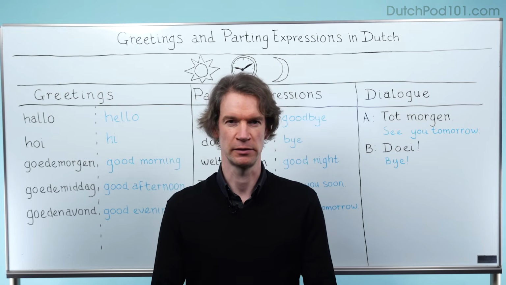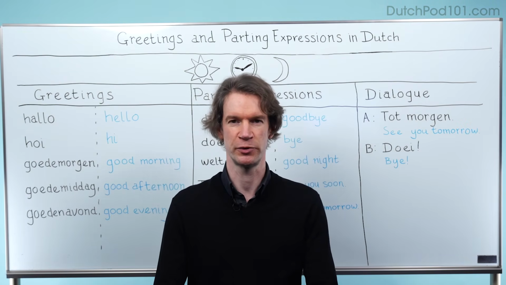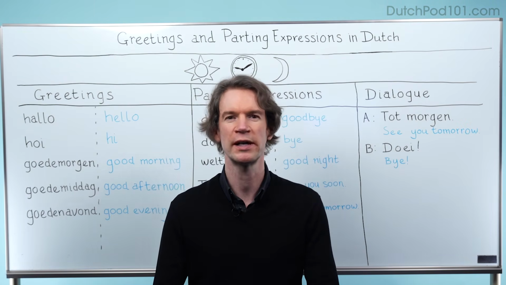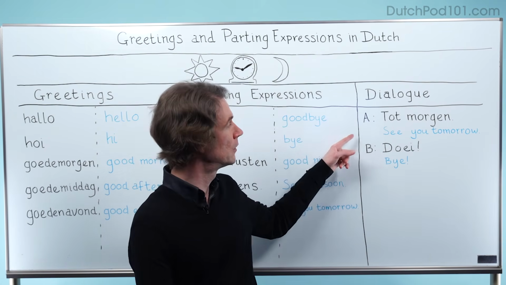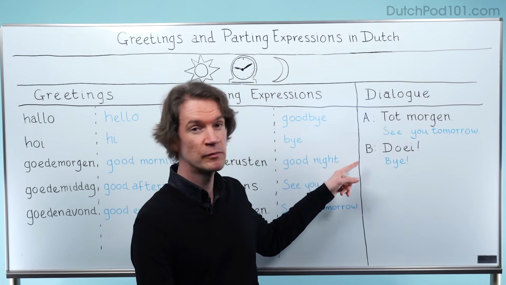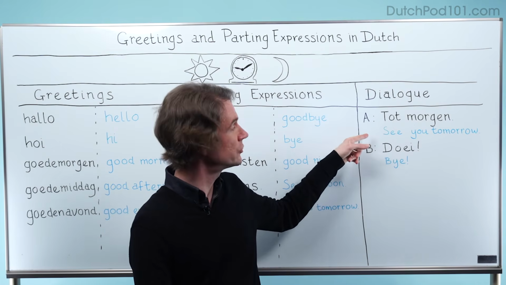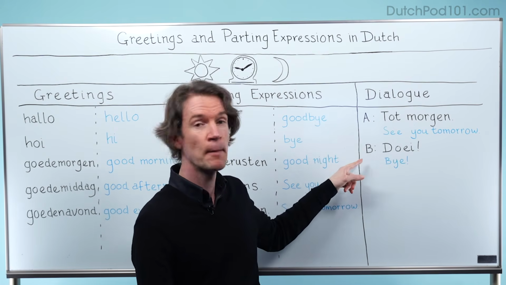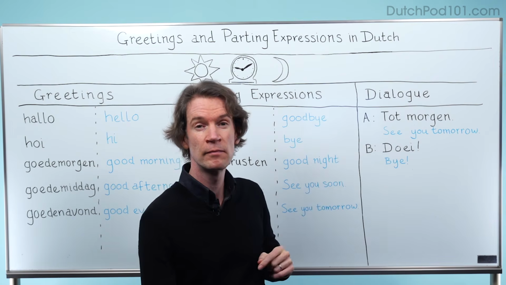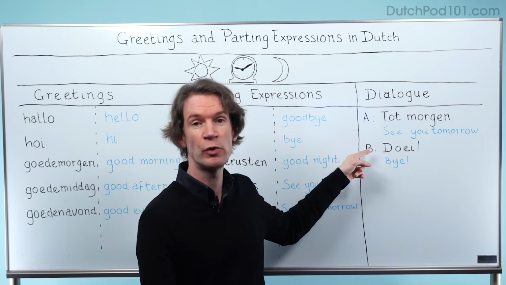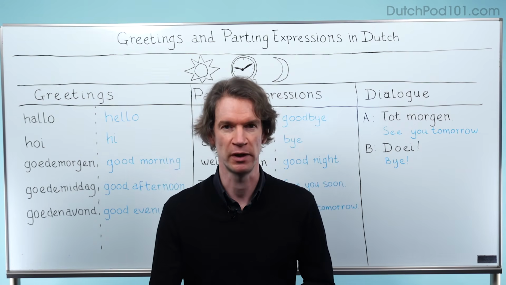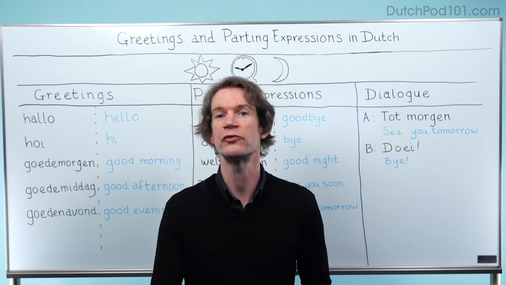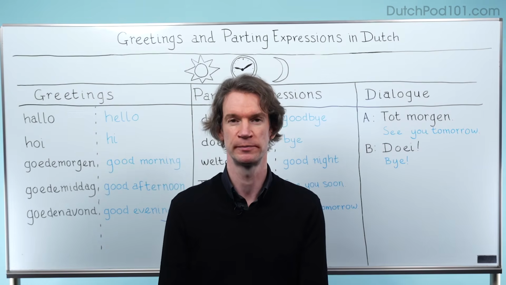Let's look at the dialogue. It's a simple exchange of greetings. But can you tell what kind of situation this would be used in? Tot morgen. Doei. See you tomorrow. Bye. The use of the informal doei here indicates that these two people know each other quite well. This could be said between friends or classmates, for example.